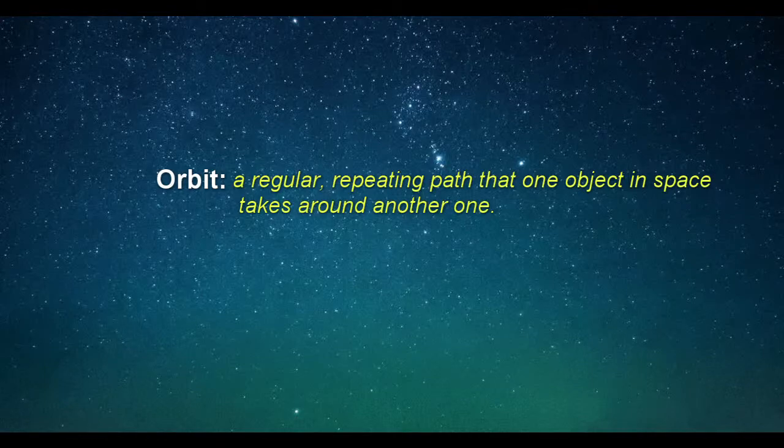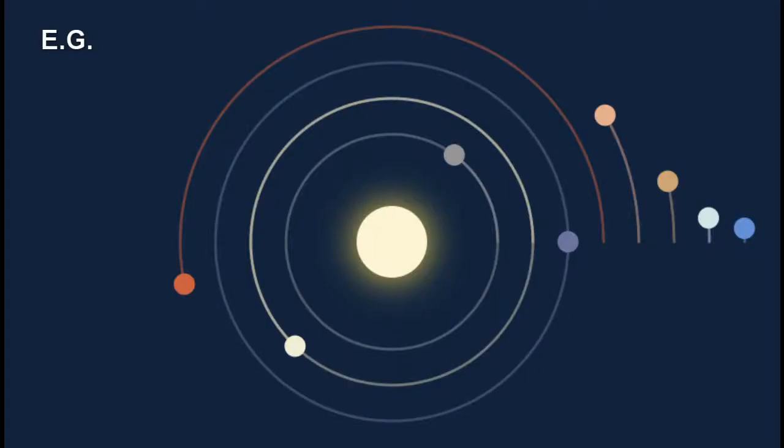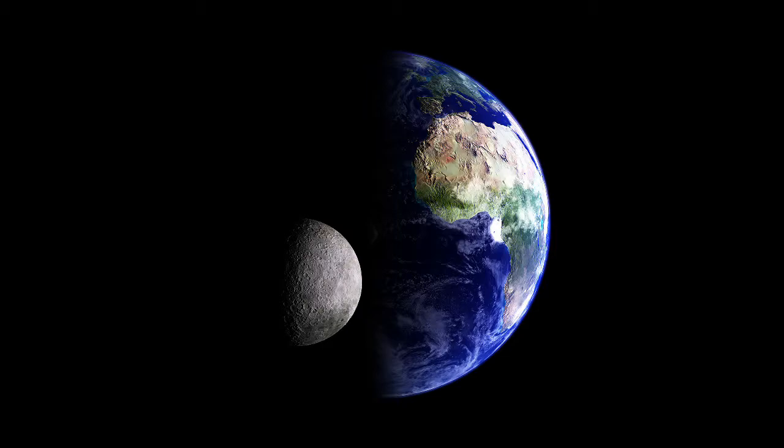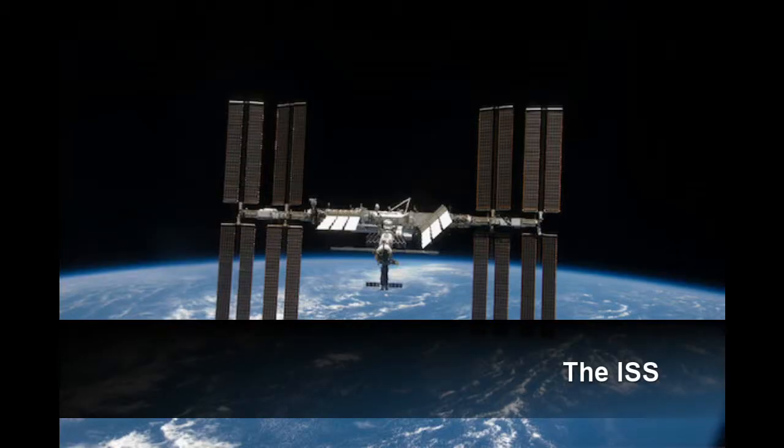An orbit, as defined by NASA, is a regular repeating path that one object in space takes around another. An object in orbit is called a satellite. We can have natural satellites such as Earth and the Moon, or you can have man-made satellites such as the International Space Station. But regardless of the object, if it is in orbit, it is called a satellite.